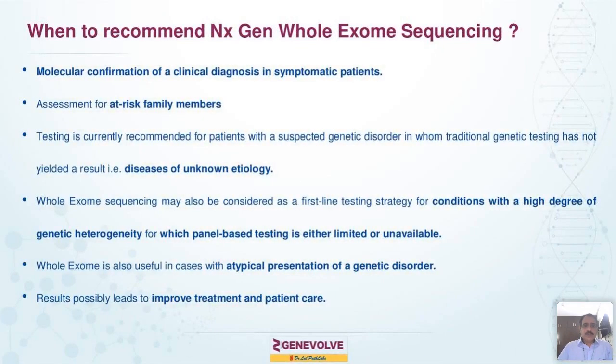So when do we recommend whole exome sequencing? It is a molecular confirmation of a clinical diagnosis in a symptomatic patient to assess at-risk family members. Whole exome sequencing may also be considered as the first-line testing strategy for conditions with a high degree of genetic heterogeneity, in which panel-based testing is either limited or not available. And what do you do if you have an atypical presentation of a genetic disorder? This can then be ordered as first-line testing for the patient.